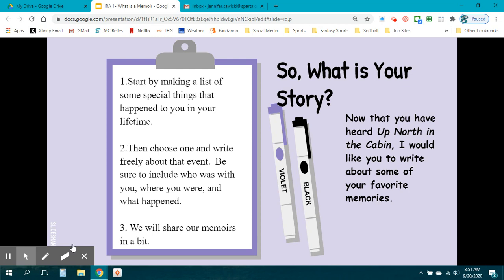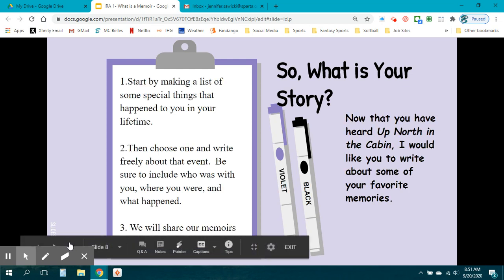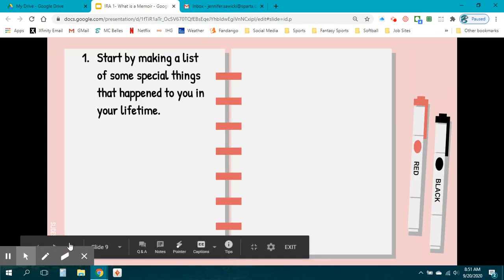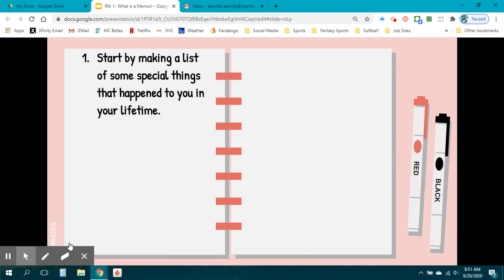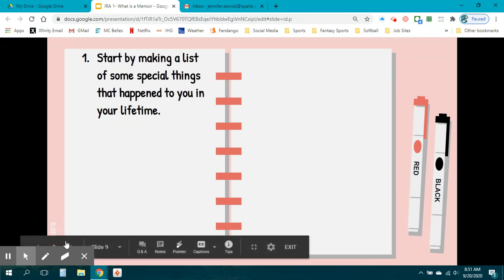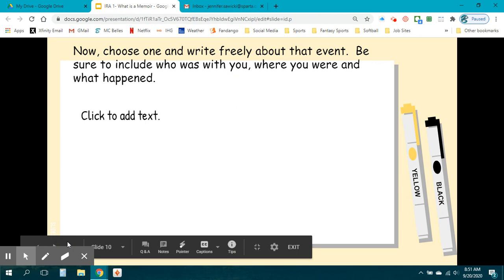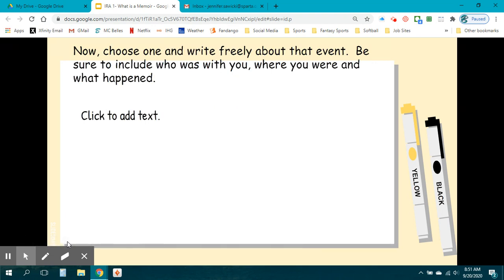And then finally, we're going to come back together at the end of class, and we're going to be able to share some of our memories. So I've given you the page to start to write your list. All right. And then I've given you a page where now you can start to write a little bit more detailed about it. So good luck and go ahead and get started.